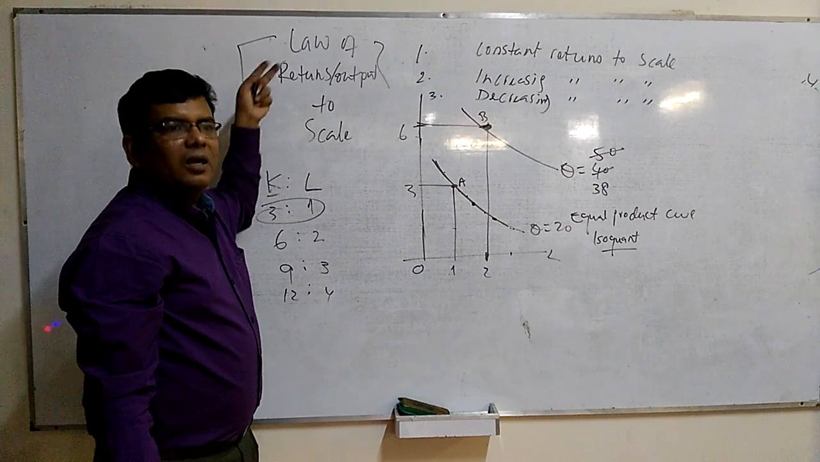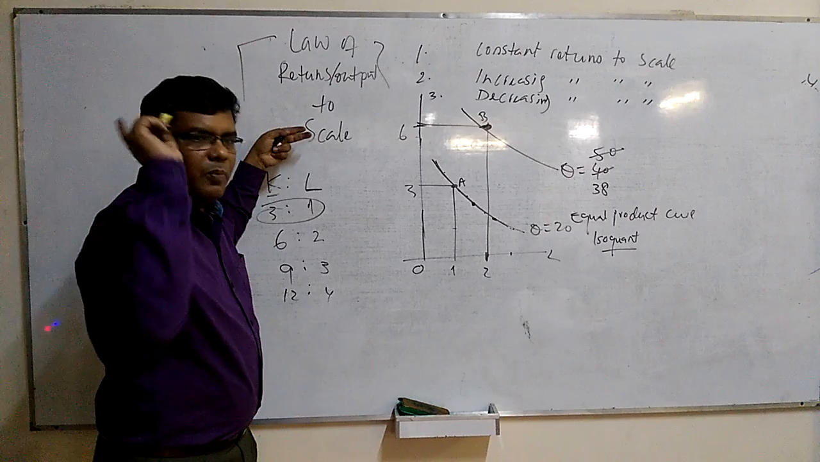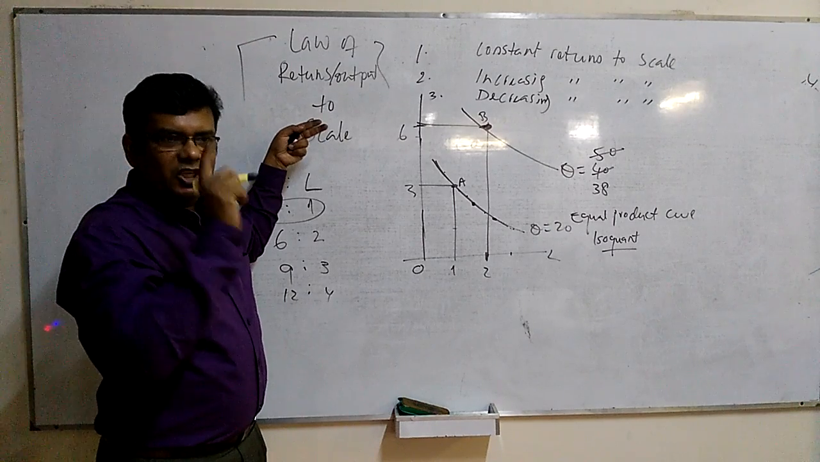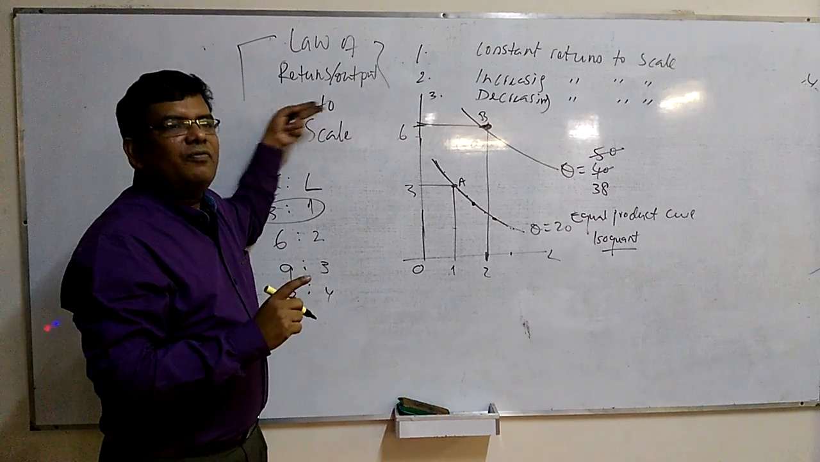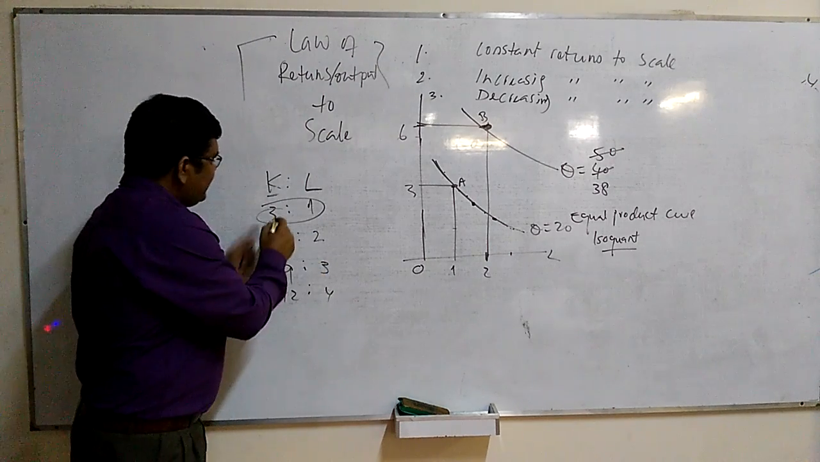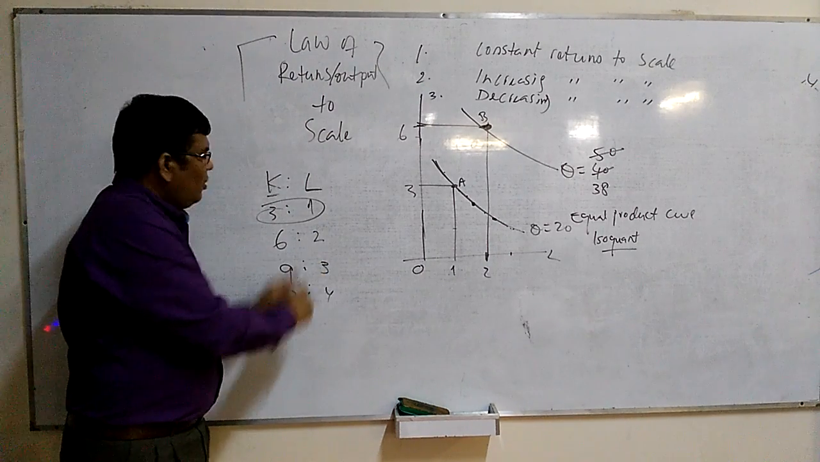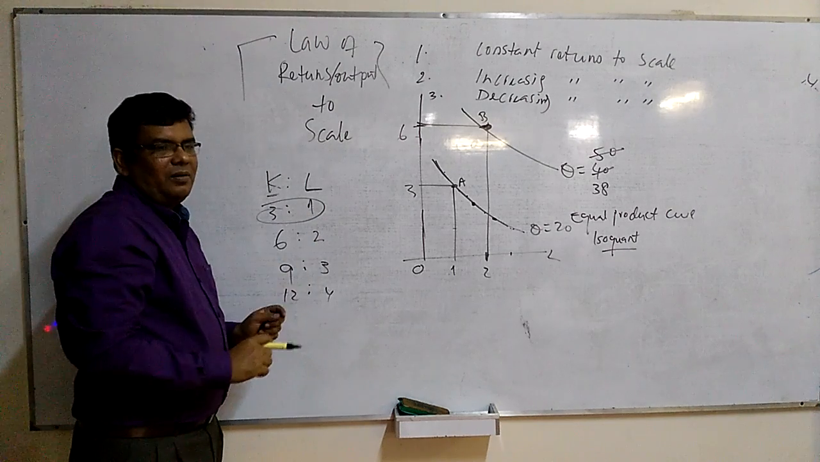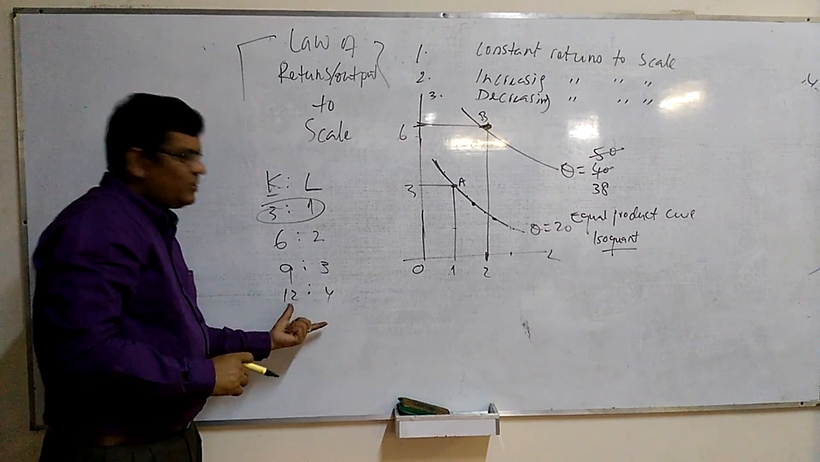Previously it was what? The law of returns to variable proportions. The previous law in the short term, what was that? The law of returns to variable proportions. Why did we say variable proportion? Because in that case it was 3-3-3. Proportion was variable. In this case, proportion is fixed.